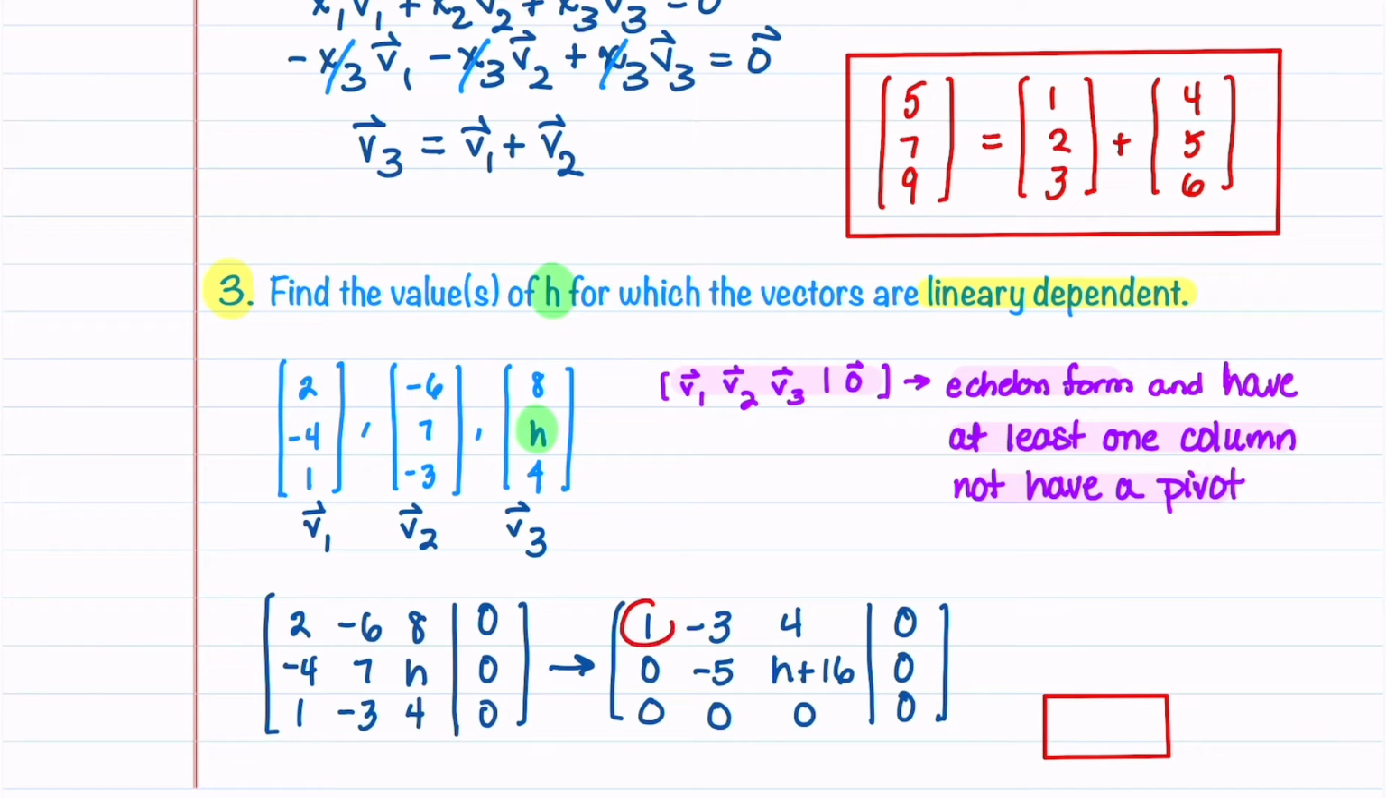Let's circle our pivots. Notice that our third column is already missing a pivot. Because of this, the vectors are linearly dependent. They will be linearly dependent for any value of h. Because of that, our answer is going to be all h. So any value of h will make the vectors linearly dependent.